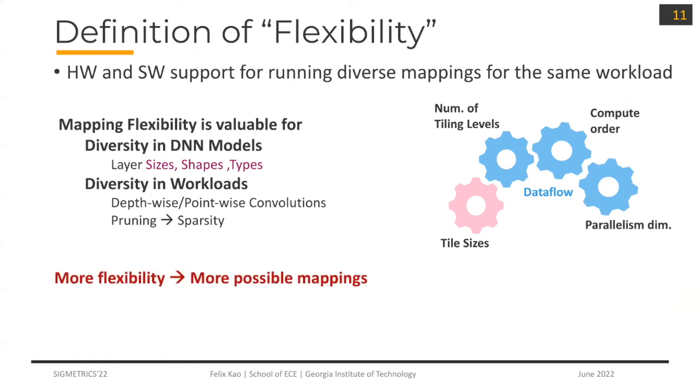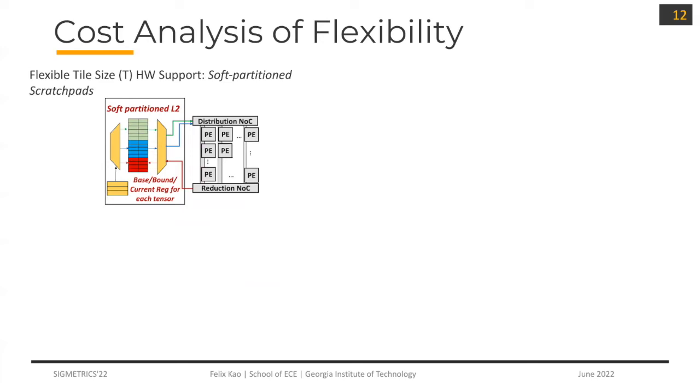Essentially, more flexibility in hardware will allow more possible mappings and a higher chance to find the optimal mapping in the map space. However, flexibility comes with area and power costs. For example, to support tiling, one practical consideration is using a hard partition of input, weight, and output buffers, or a soft partition one. Apparently, soft partition will have more flexibility, but also has higher complexity.